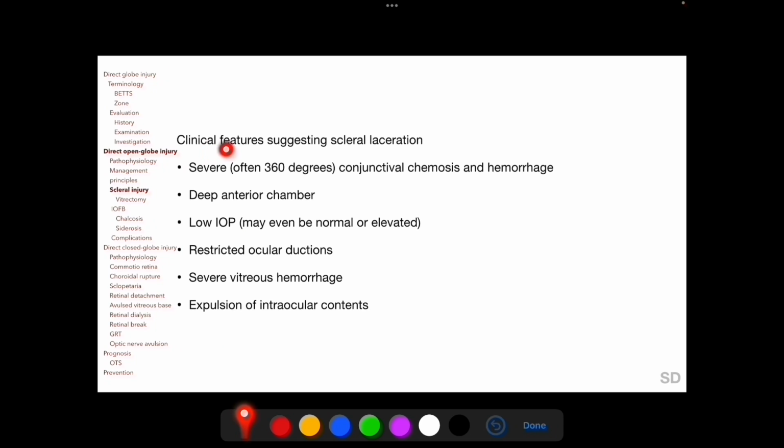Clinical features suggesting scleral laceration are severe conjunctival chemosis and hemorrhage, deep anterior chamber, low intraocular pressure, restricted ocular ductions, severe vitreous hemorrhage, and expulsion of intraocular contents. As we have already mentioned, ocular ductions are preferably not examined for following a suspected open globe injury.